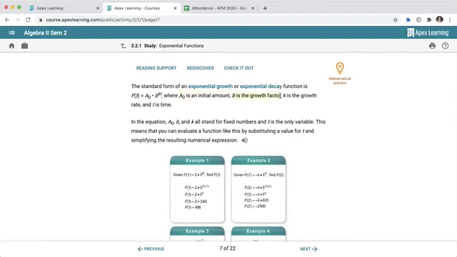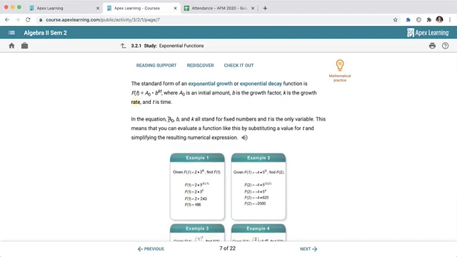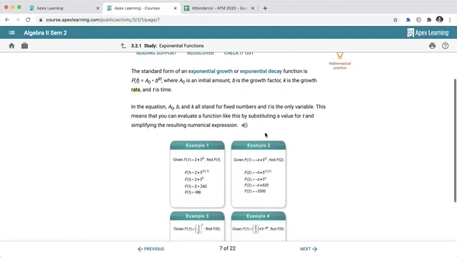B is our growth factor. K is our growth rate, and t is time. In this equation, a sub 0, b, and k are all fixed. t is the only variable because it's a function of time, f of t. So that means time is going to change.